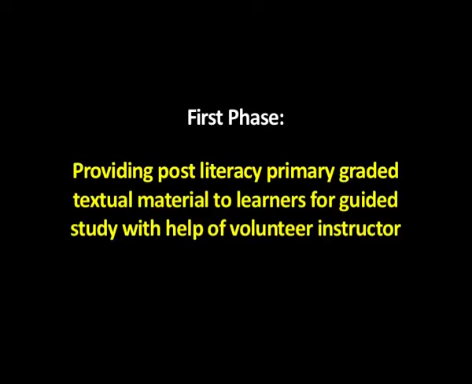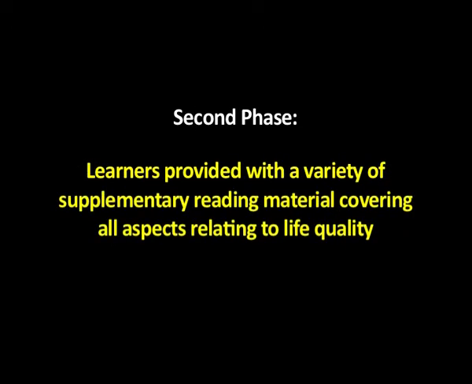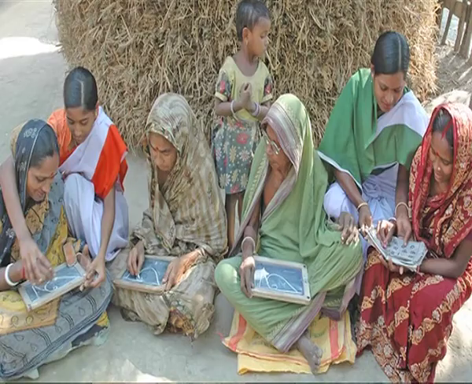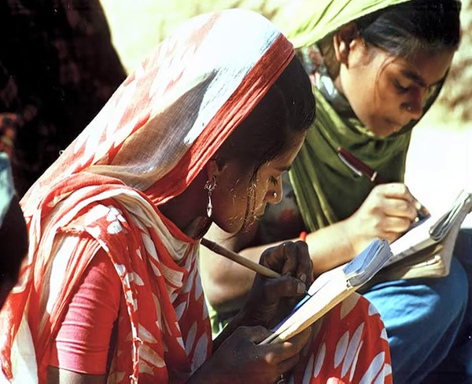The approach most commonly followed comprises providing post-literacy primary graded textual material to the learners in the first phase for guided study with the help of a volunteer instructor. In the second phase, learners are provided with a variety of supplementary reading material covering all aspects relating to life quality of an individual learner. The aim of post-literacy is to ensure that every learner is systematically covered so that there is no relapse and he or she reaches self-reliant levels of learning.